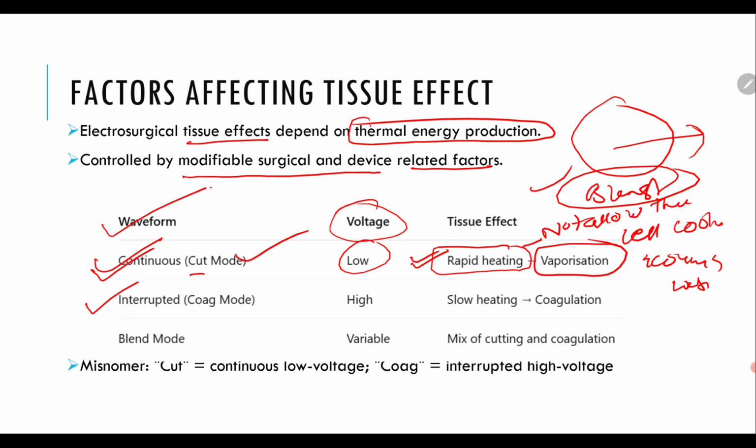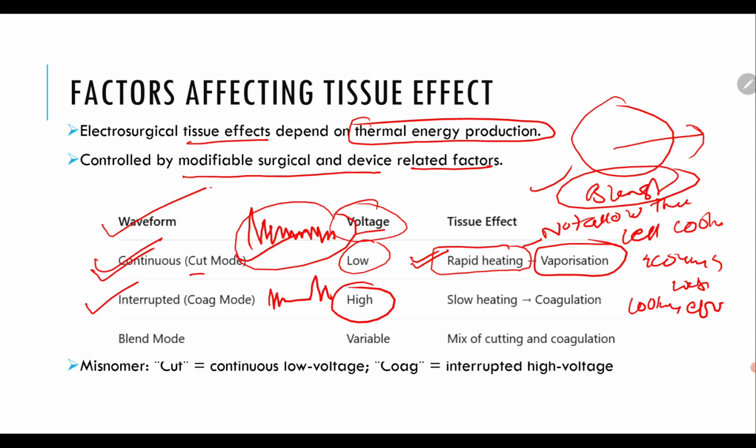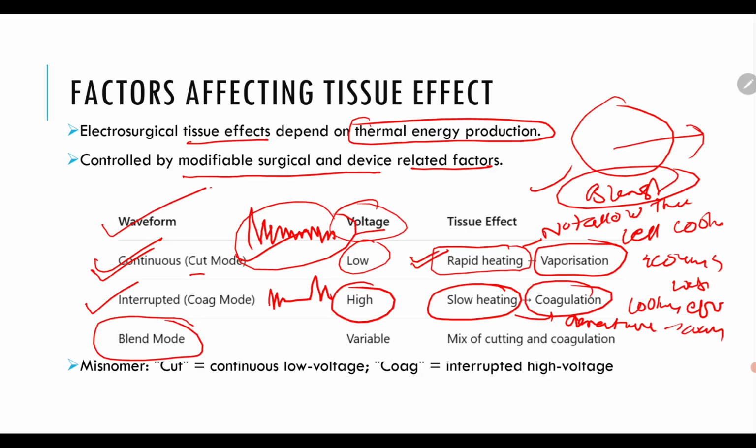Next is your coagulation mode. In the coagulation mode, it is high voltage but interrupted. Continuous low voltage will cause cut mode. Interrupted high voltage, because here there will be a cooling effect of the cells. That slow heating will cause denaturation of protein, that will cause coagulation. Very important. And the blend mode is in between, variable, a mix of cutting and coagulation.